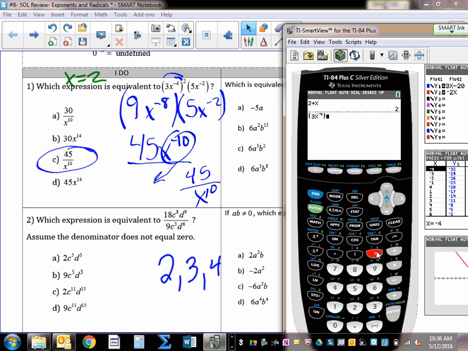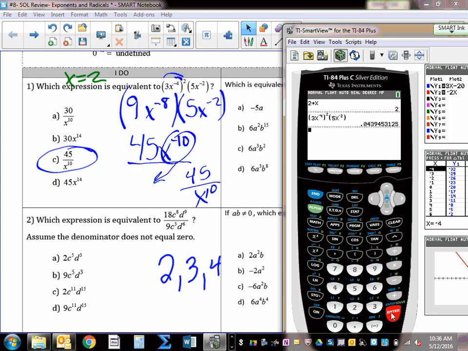Alright, so then we have parentheses 3x to the -4th squared. And then parentheses 5 times x to the -2nd. And again, get out of there and do your parentheses. 5 times x to the -2nd. So again, I'm just typing it in exactly as I see it. Okay, Sean, I want you typing this in, and Joe, I want you typing this in. Everyone else is doing a wonderful job.